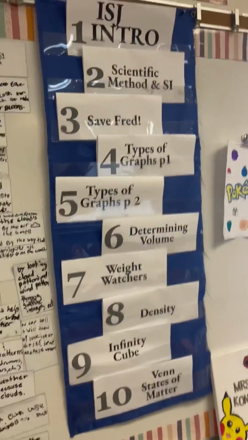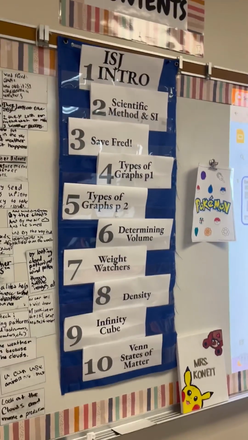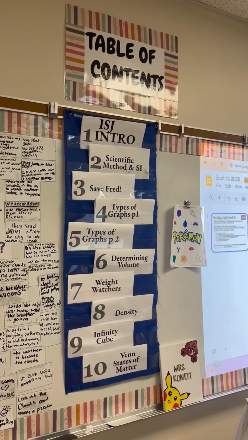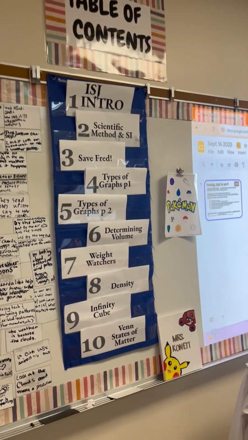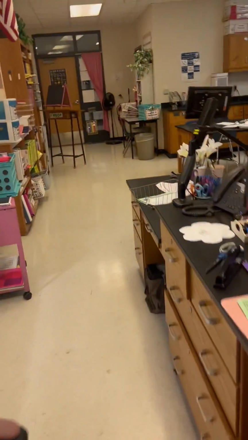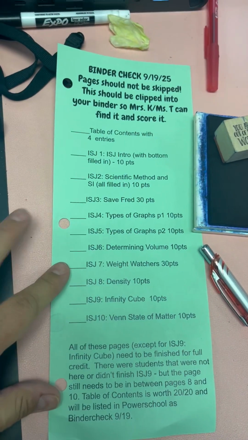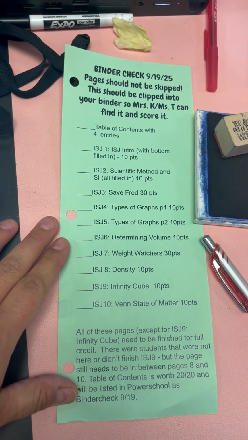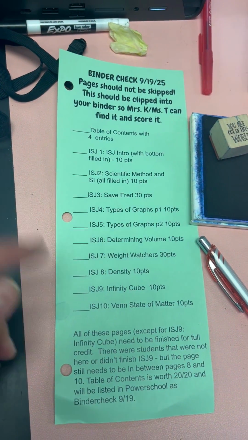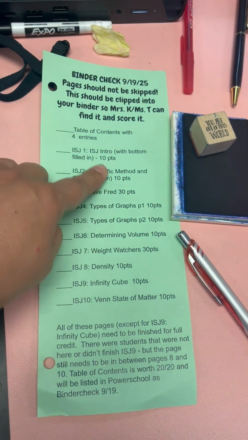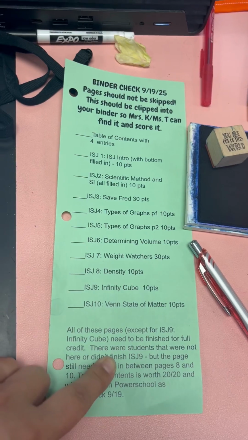Good afternoon. This is Mrs. Kinnett. We are having a binder check on these 10 journal entries. I have a checklist for students. I gave this to them a week ago last Friday. So on 9/12, I wanted them to make sure that they had this checklist so that they knew what needed to be in their journals.